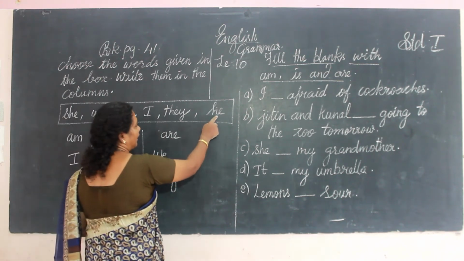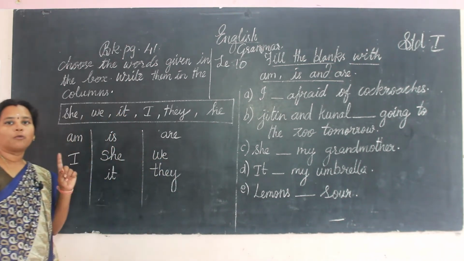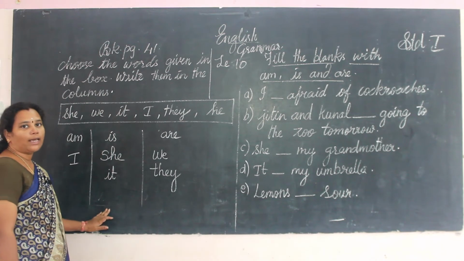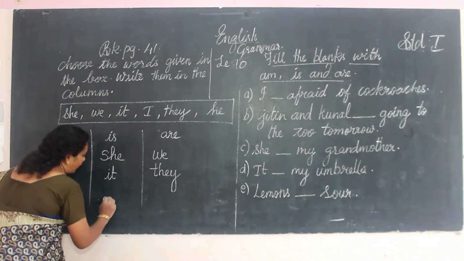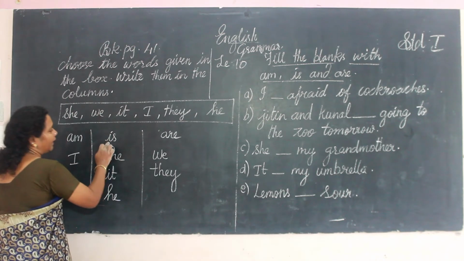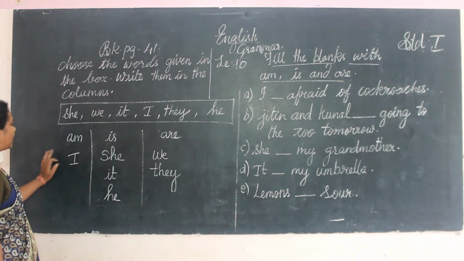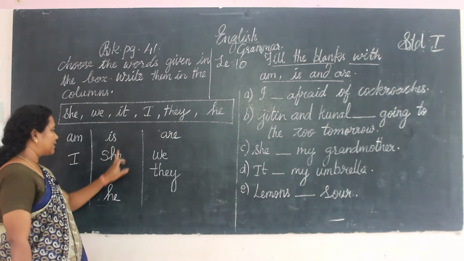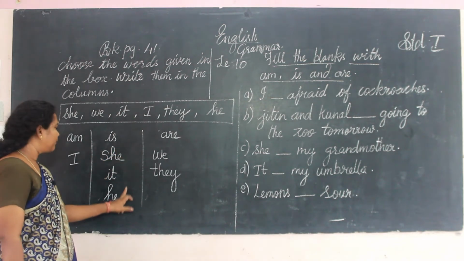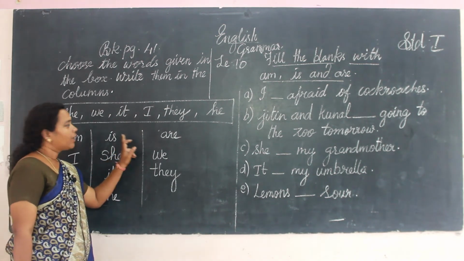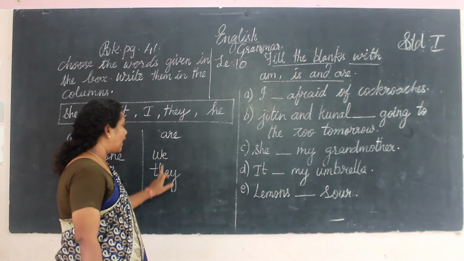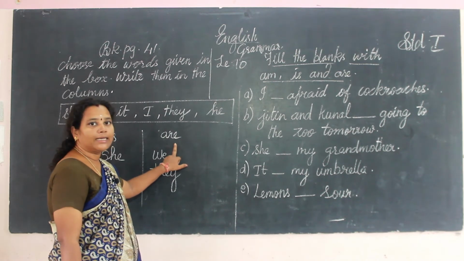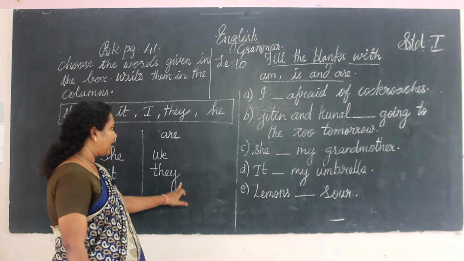Now the last one is he. He is one person. So where will you write it? You will write under the is column. Okay, it is a singular column. So he will come under is. So here, see: I am. Now she is singular. It is singular. He is single. And here we and they are called plural. So they will come under are. We are. They are.